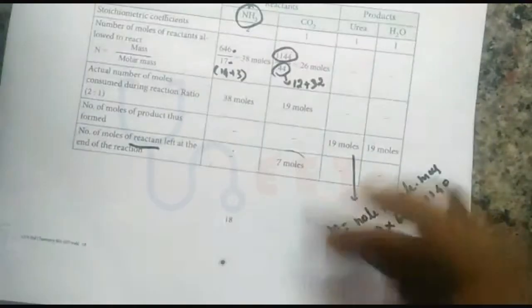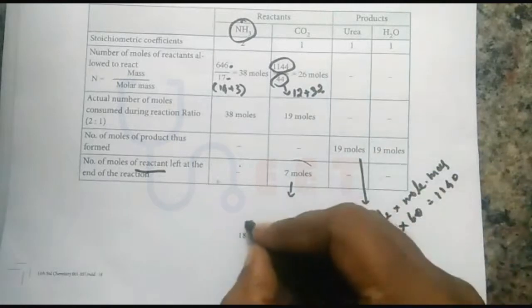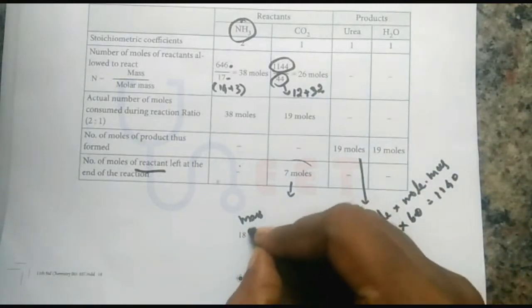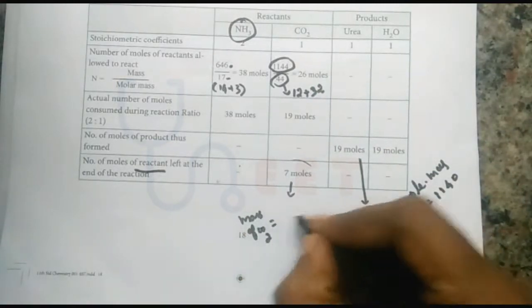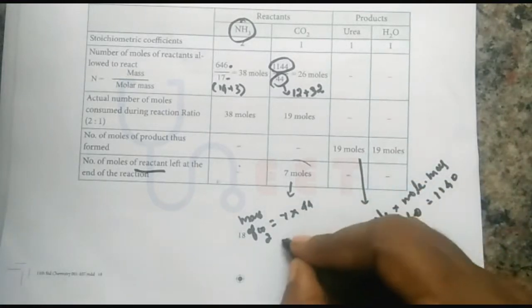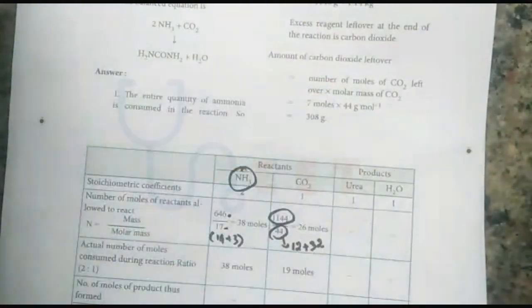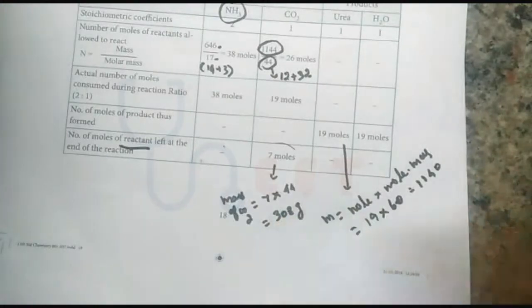Then the unreacted quantity of the excess reagent. Here the unreacted excess reagent is carbon dioxide, which is 7 moles. Mass of carbon dioxide is 7 into the molecular mass of carbon dioxide, 44. The answer is 308 grams. So the unreacted quantity of the excess reagent is 308 grams.